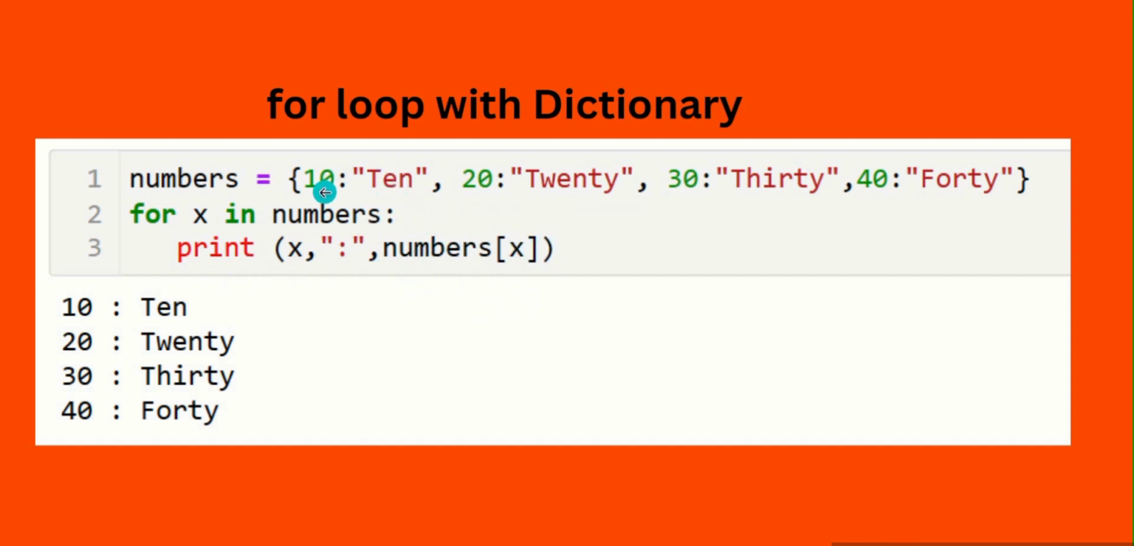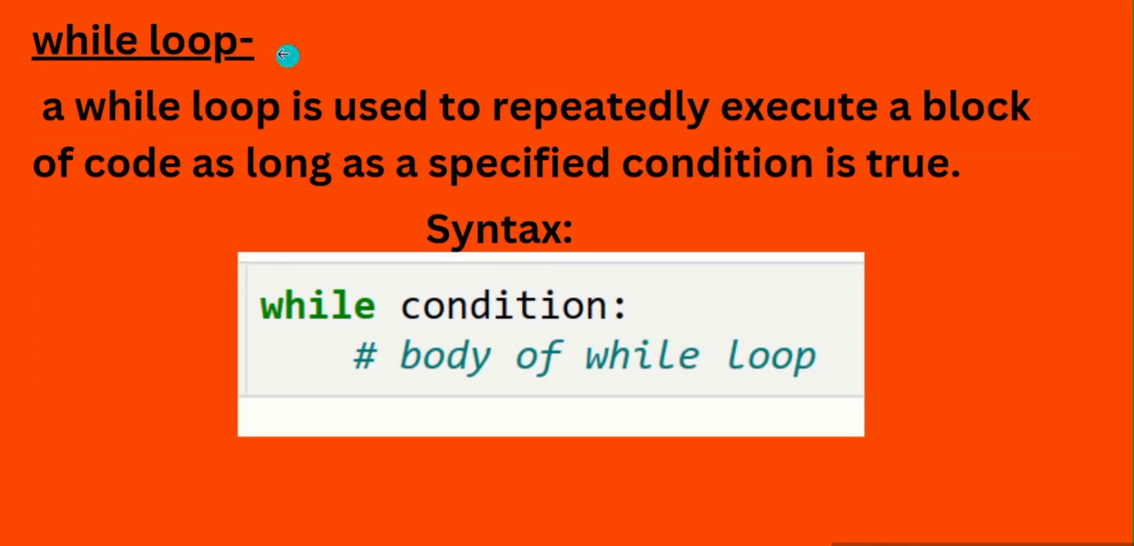In the first iteration, the key will be 10 and the value assigned to my key 10 is ten. Therefore, ten will get printed. Now, in the second iteration, 20 will get printed. Third iteration, 30 and fourth iteration, 40 will get printed. This is how for loop works using a dictionary. Hope it's clear. Next, have a look at while loop.